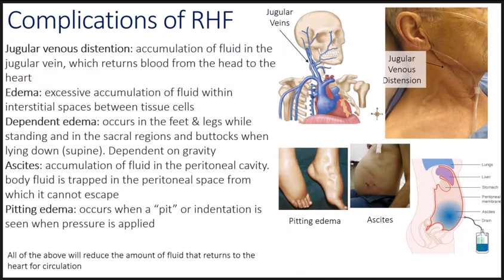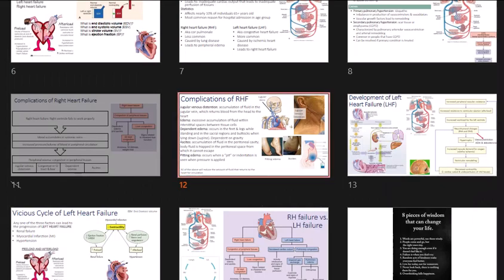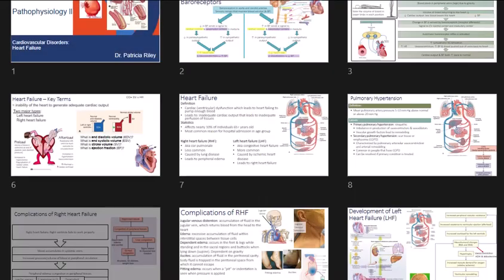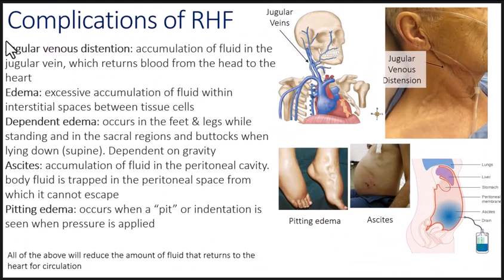Now let's look at some of the complications of right heart failure before we move into left heart failure. I mentioned earlier, let me just go back to that slide for a moment, peripheral edema because of an increase in pressure within the venous system because we back up blood into it and then it spills out, causes peripheral edema. So let's see the different types of peripheral edema that exist. The first type of edema or complication is called jugular venous distension.